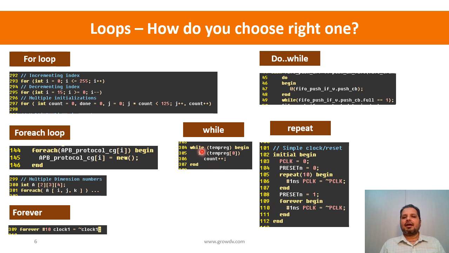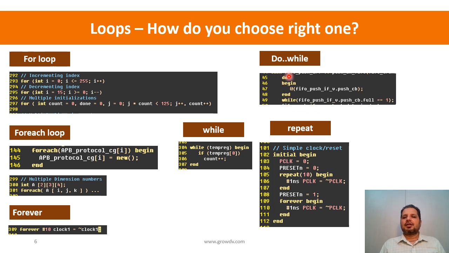So while, as long as the condition is true, it will keep executing the loop, and when the condition becomes false, the control will come to the next statement after the while loop. So you have the while, and you also have a do while. This one we have used in the FIFO test bench. In fact, that's the code snippet that I have put over here.